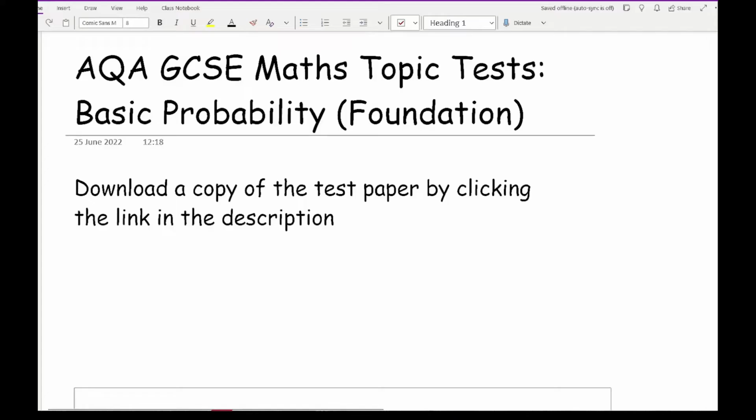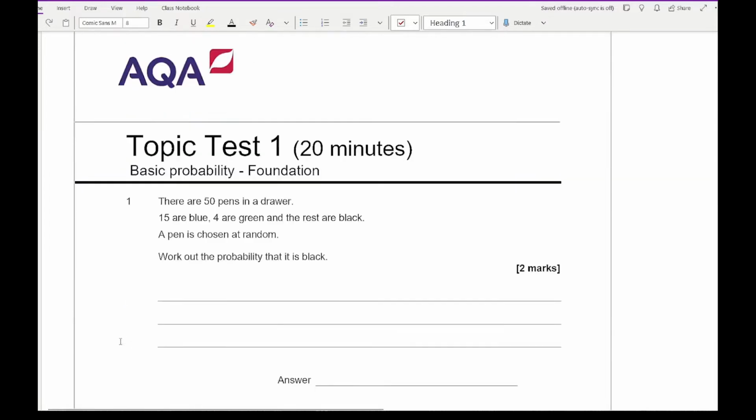Before we get started, it's worth mentioning that there's no indication about whether these questions are specific to a non-calculator or a calculator paper. So we'll make sure that we show full working out and treat each question as a non-calculator question. If it's a calculator question, then obviously working out would be simpler. So let's get started on question one.